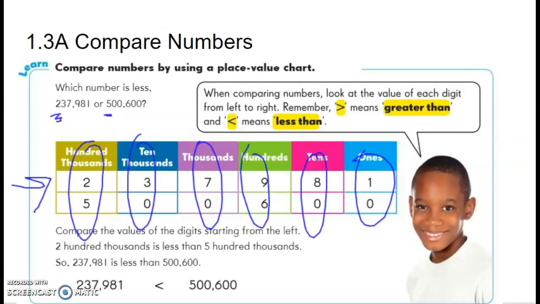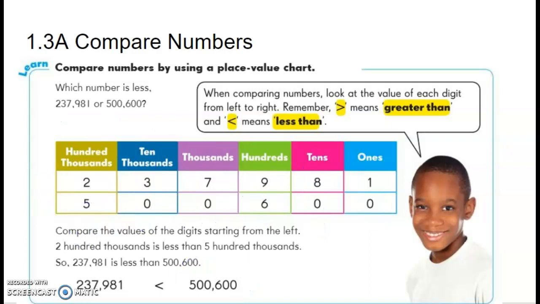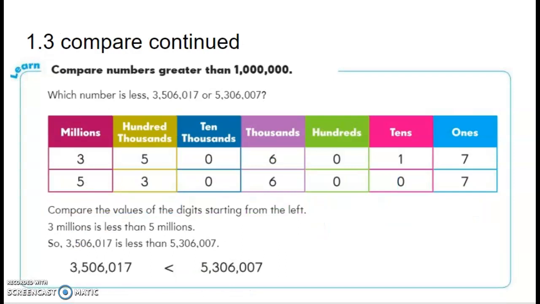Now, okay, so here when we start from the left, we can see, okay, 5 is bigger than 2, so that means 500,600 is greater than 237,981, or if the way they have it written, 237,981 is less than 500,600. Let's look at another example.